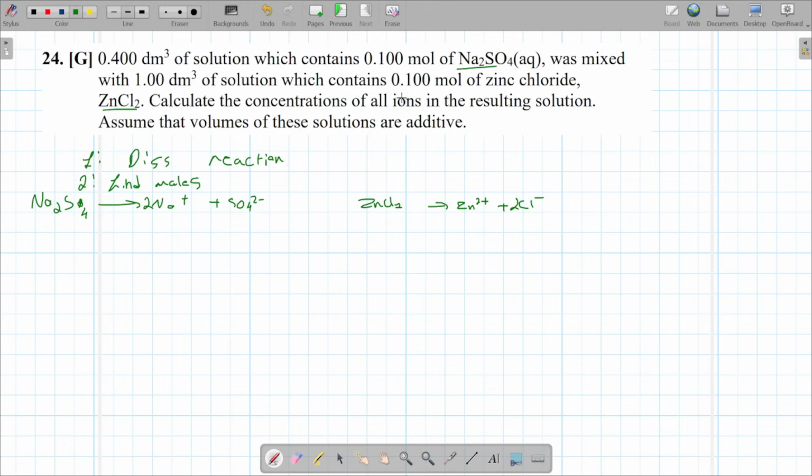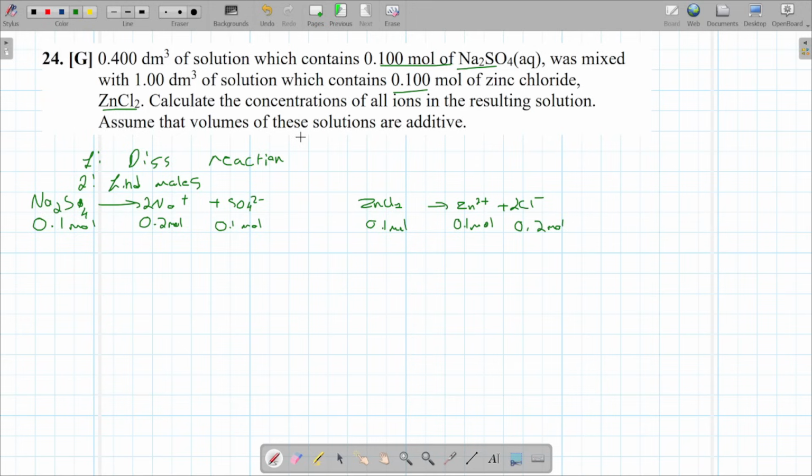Then find the moles. They told us 0.1 moles of Na2SO4. Na plus has 2 as its coefficient, so multiply by 2 to get 0.2 moles. SO4 has 1 as its coefficient, so it stays the same as Na2SO4, 0.1 mole. ZnCl2 as well is 0.1 mole. Zn2 plus has the same coefficient, so 0.1. 2Cl multiplied by 2 is 0.2 mole.